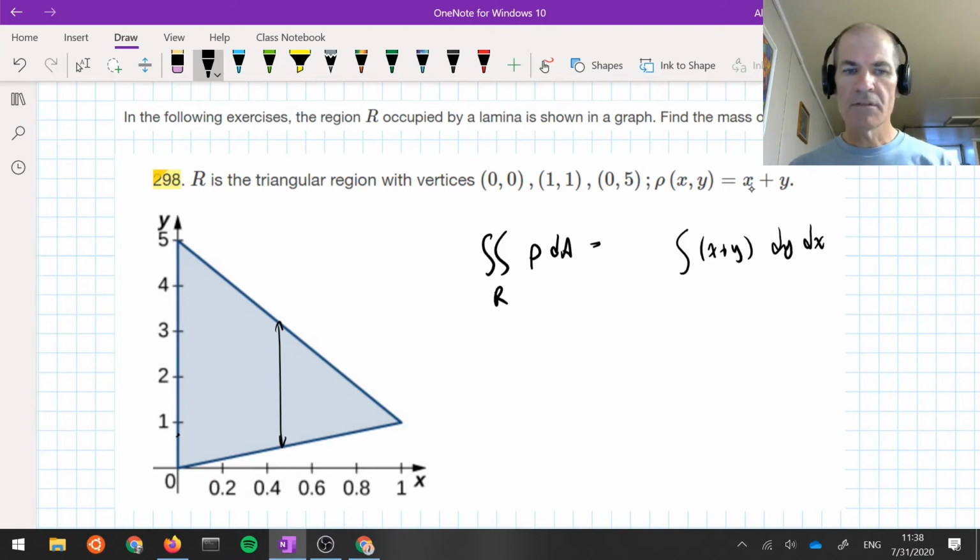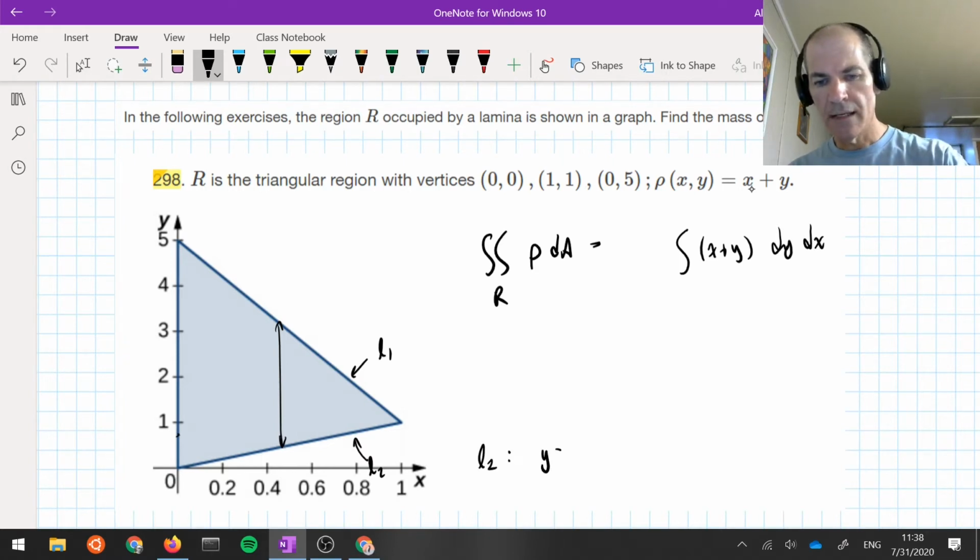To determine the limits of integration in the y direction, we're going to have to come up with the equations of these 2 lines, L1 and L2. L2 is pretty straightforward. L2 is just y equals x, even though the scale doesn't look like it. L2 goes through the point 0, 0 and through the point 1, 1, and that line is, of course, y equals x. A little more complicated is the line L1 that goes through the point 0, 5 and 1, 1.